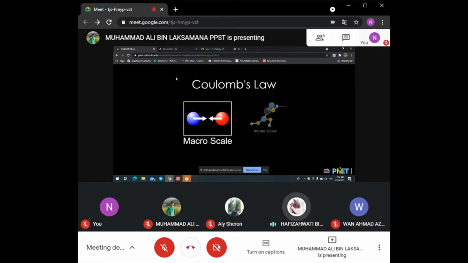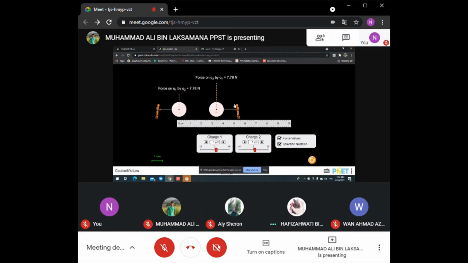First of all, we have to click on the Coulomb's law simulator and click macroscale. And then we set charge 1 to 1 microcoulomb and set charge 2 to 1 microcoulomb. After that, we set the separation for charge 1 to 0 centimeter and charge 2 to 10 centimeter. Then record the force value in data table 1.